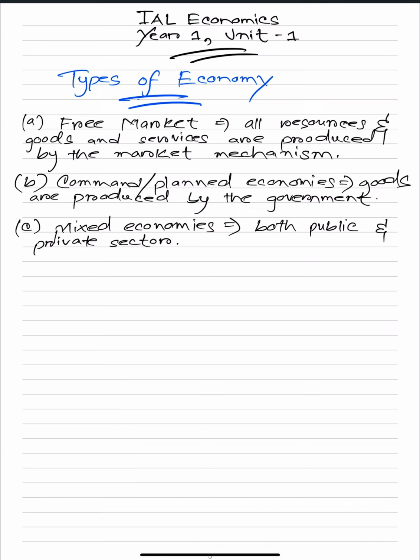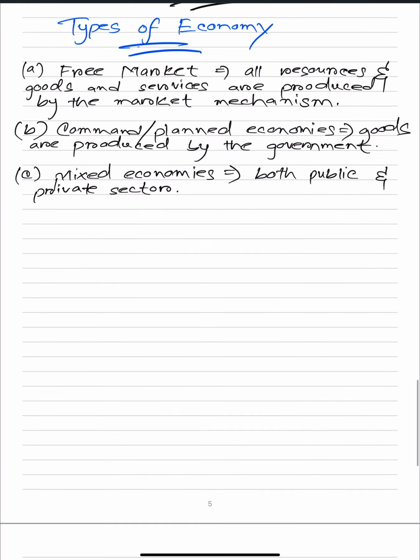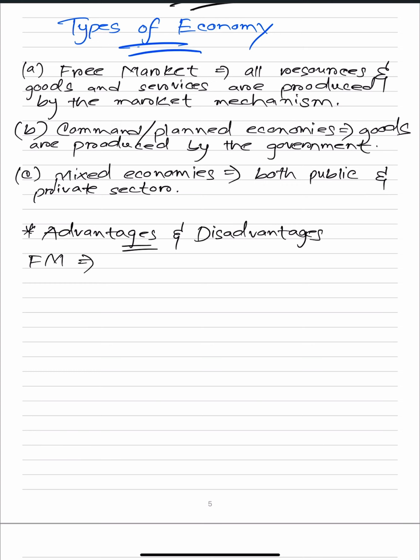So basically, for free market and mixed economies, we have more choice for customers. So these are basically the features or different types of advantages and disadvantages of the above mentioned economies. So in a totally free market economy, let's just call it FM, consumers are given more choice.